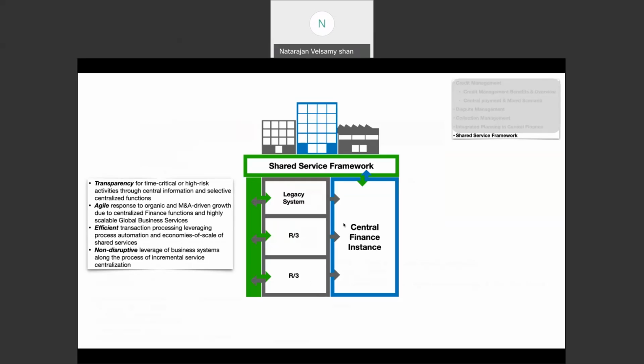With the central finance scenario, there is no disruption of the existing business system, and it's an agile response to the M&A business driven growth and efficient transaction processing through automation and economies of scale of service. Transparency for time critical high risk activities through central information selective centralized function. These are the benefits in central finance scenario.